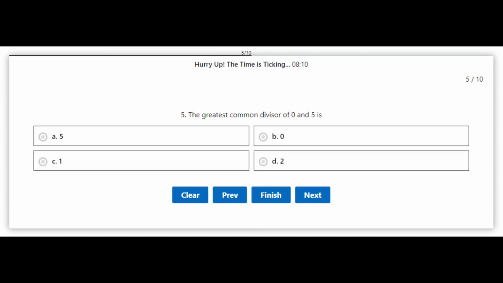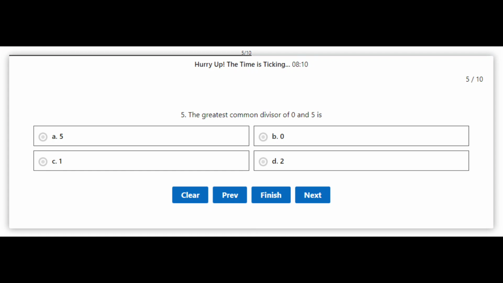Now if you divide any number by 0, you will get infinity or undefined as an answer. So the answer here could be undefined or 5, because any number which is divisible by 5 can be the divisor or factor. So 5 can be the answer.